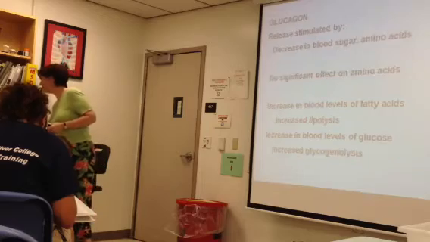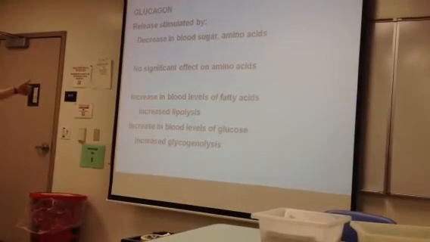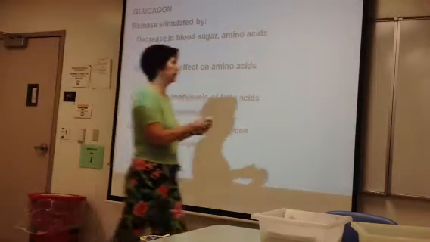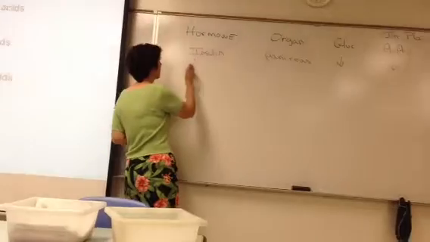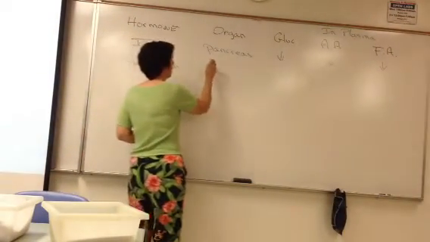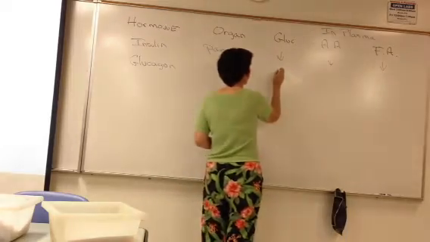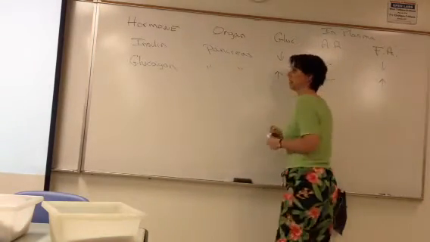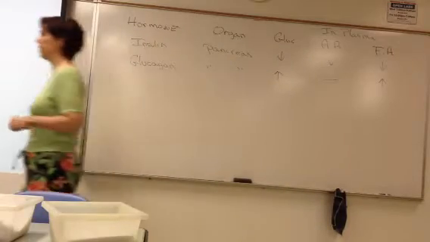So glucagon is going to do the opposite for fatty acids and for glucose. Also, the pancreas is going to elevate glucose and elevate fatty acids. It doesn't do much for amino acids.